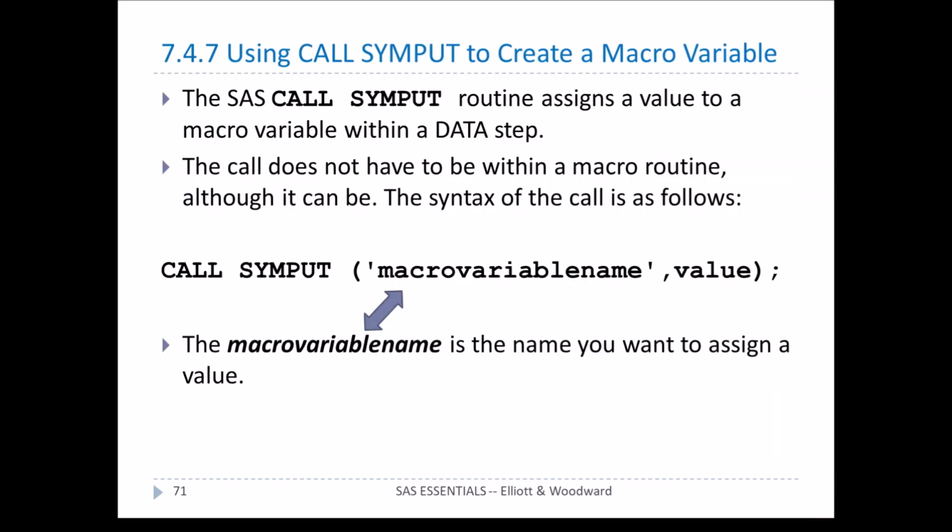All right, let's look at another way to create macro variables, and that is with the call symput statement. The call symput routine assigns a value to a macro variable within a data step. So the call does not have to be within a macro, although it can be. And the syntax is as follows. Call symput, a macro variable name of our choosing, and then comma, a value. Now the macro variable name is the name you want to assign some value.